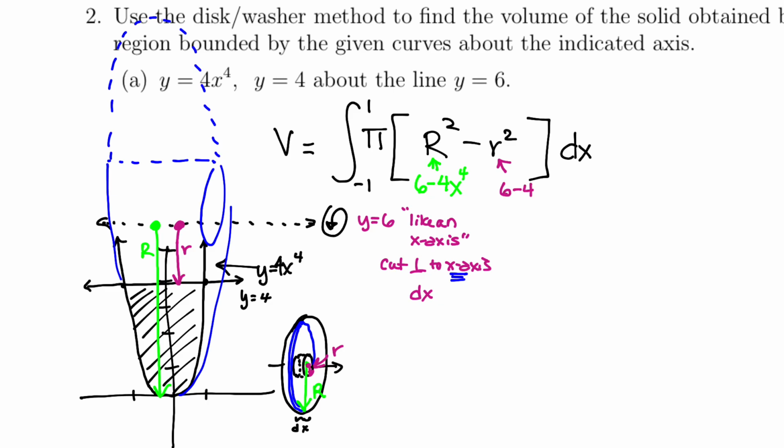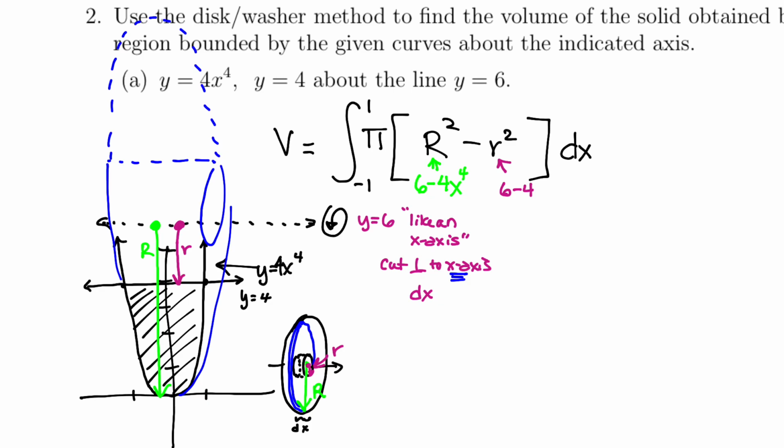Does that make sense? So when you go around a line that's not an x-axis or a y-axis, the only thing that changes is where this distance is going to be. And you always take your axis, start there, and measure to the outside of the shape that's getting rotated. Whether it be horizontally or vertically, that's how it works.